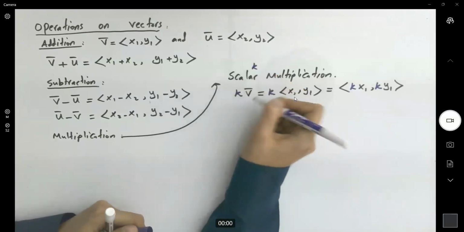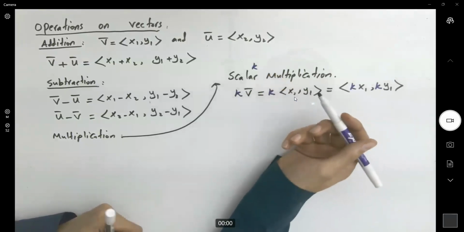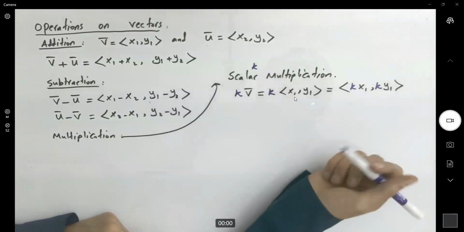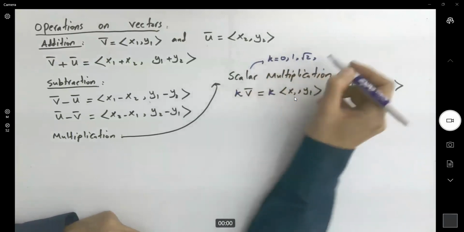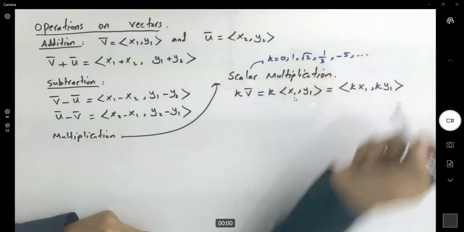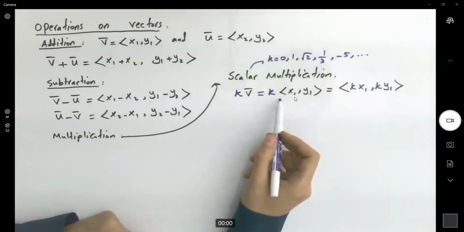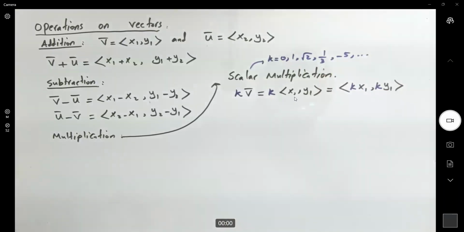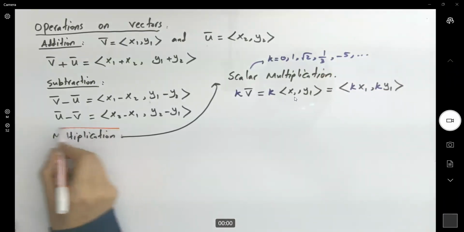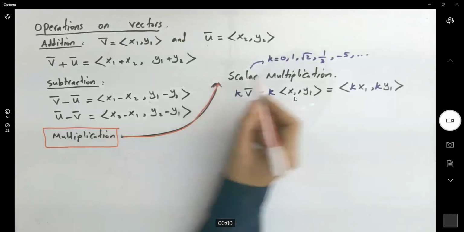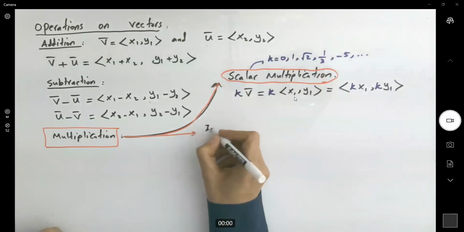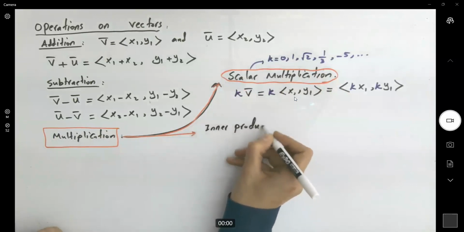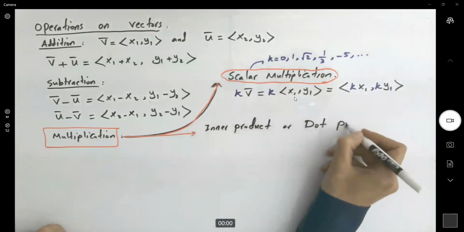The scalar is k, any number. It can be 0, it can be 1, it can be 2, it can be 10, 1/9, any number. K can be 0, can be 1, can be square root of 2, a third, -5, and so on. You're just taking a number and multiply that number by the components of your vector. So for multiplication, we have scalar multiplication. What else do we have? We have the dot product, inner product or dot product.